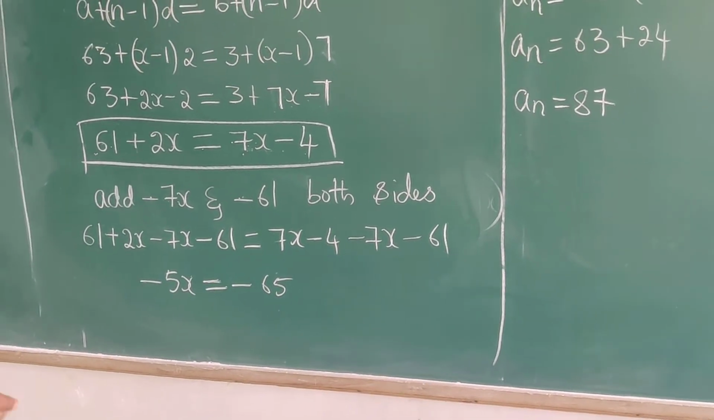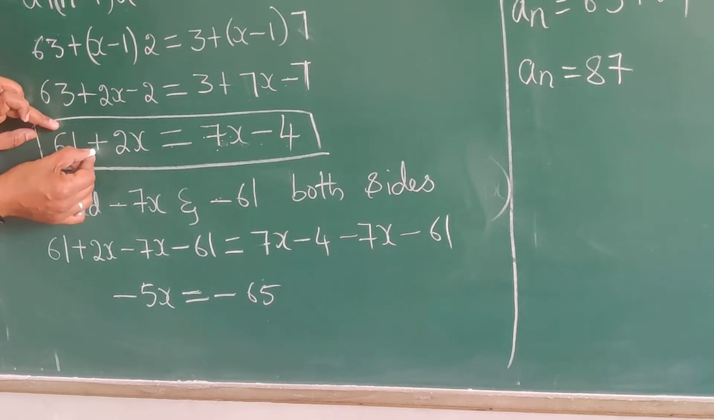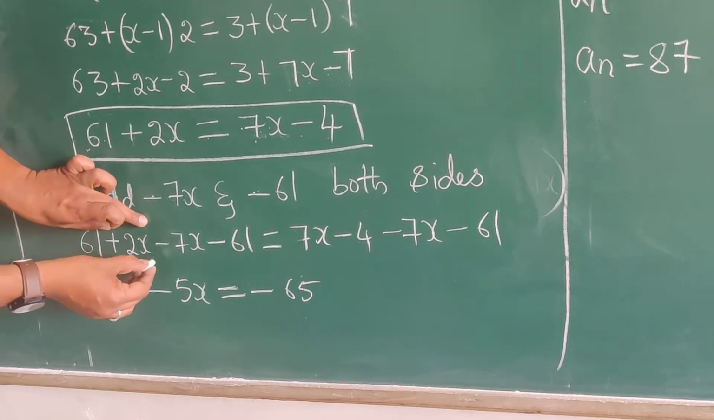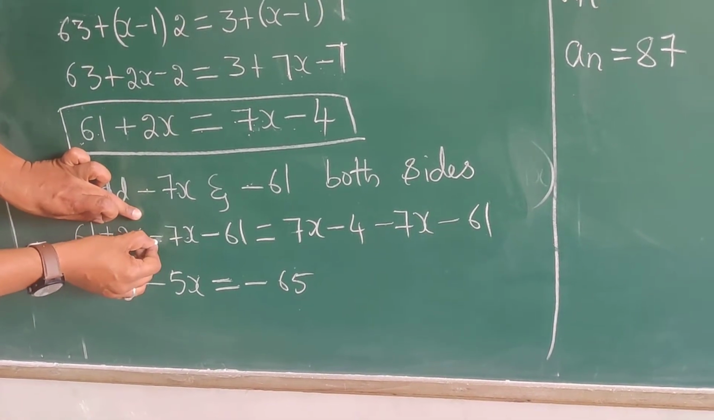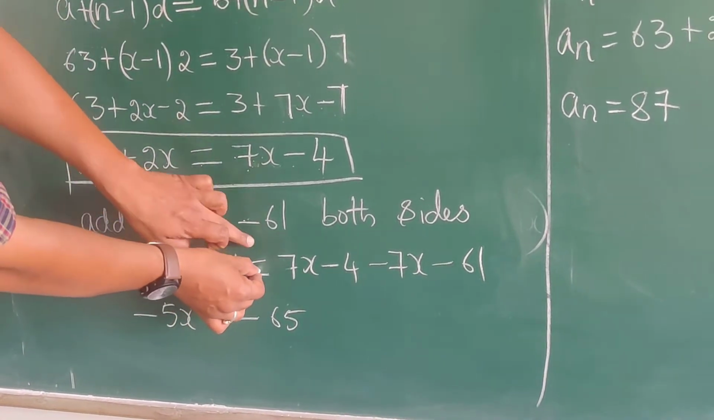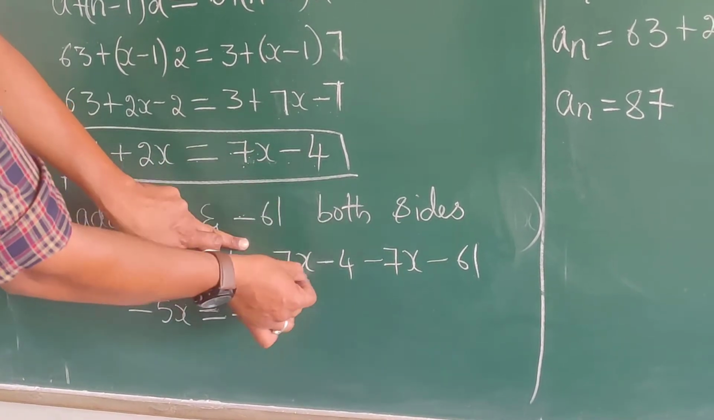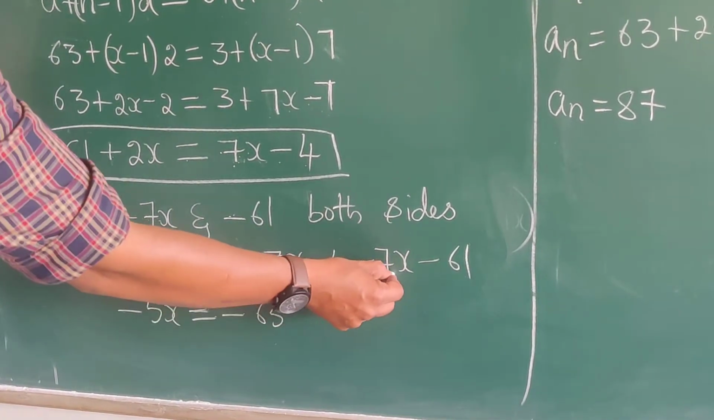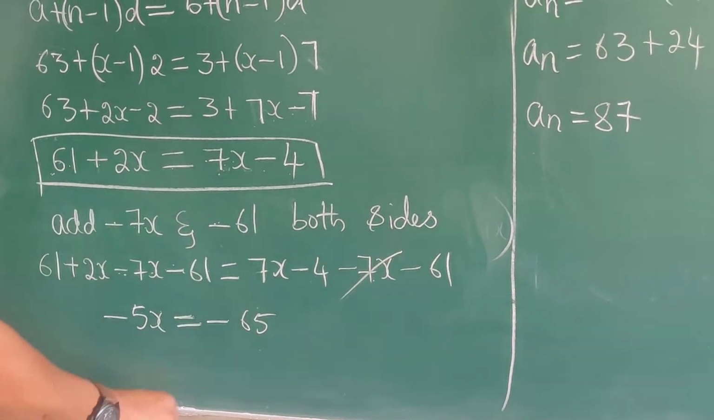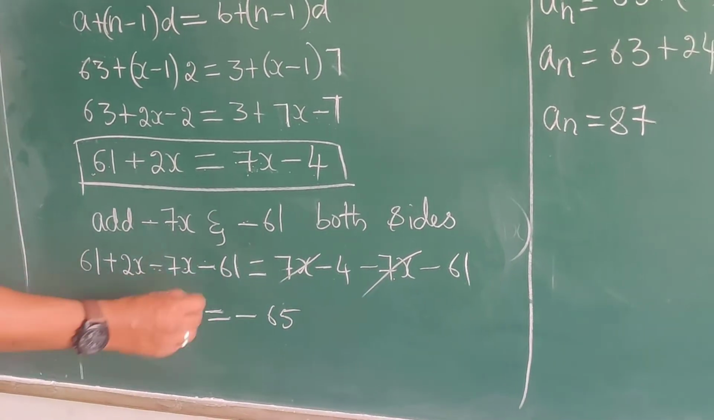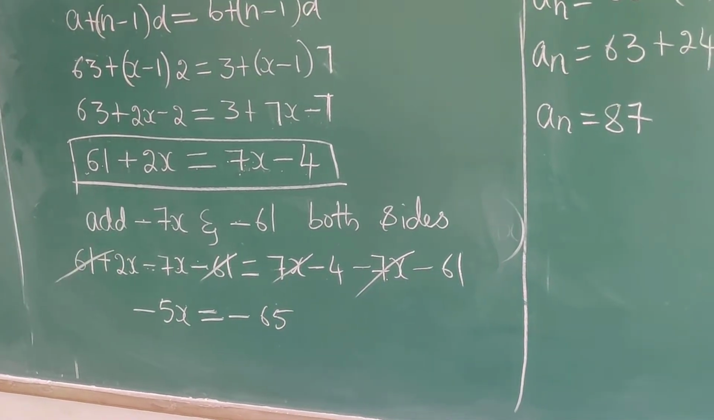Understand, children? Now you can see that after adding, first 61 plus 2x was there, for which we added minus 7x minus 61, is equal to, what was there? 7x minus 4 was there. Again, we have added minus 7x and minus 61 to both sides. Here, minus 7x plus 7x gets cancelled, minus 61 plus 61 gets cancelled.